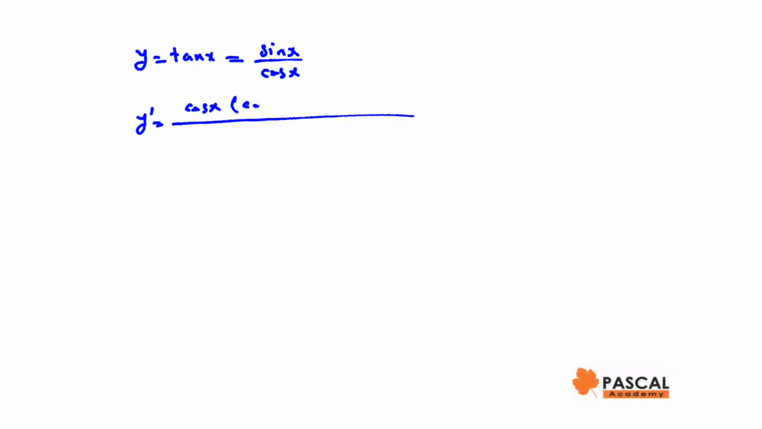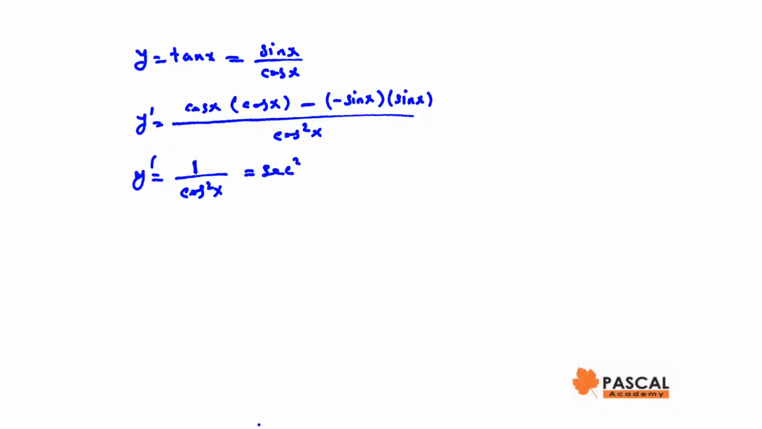Since tangent of x is sine of x over cosine of x, derivative of tangent of x is derivative of numerator times denominator itself minus derivative of denominator times numerator itself divided by denominator to the power of 2. Quotient rule, which gives us derivative of tangent of x equals 1 over cosine squared of x or secant squared of x.